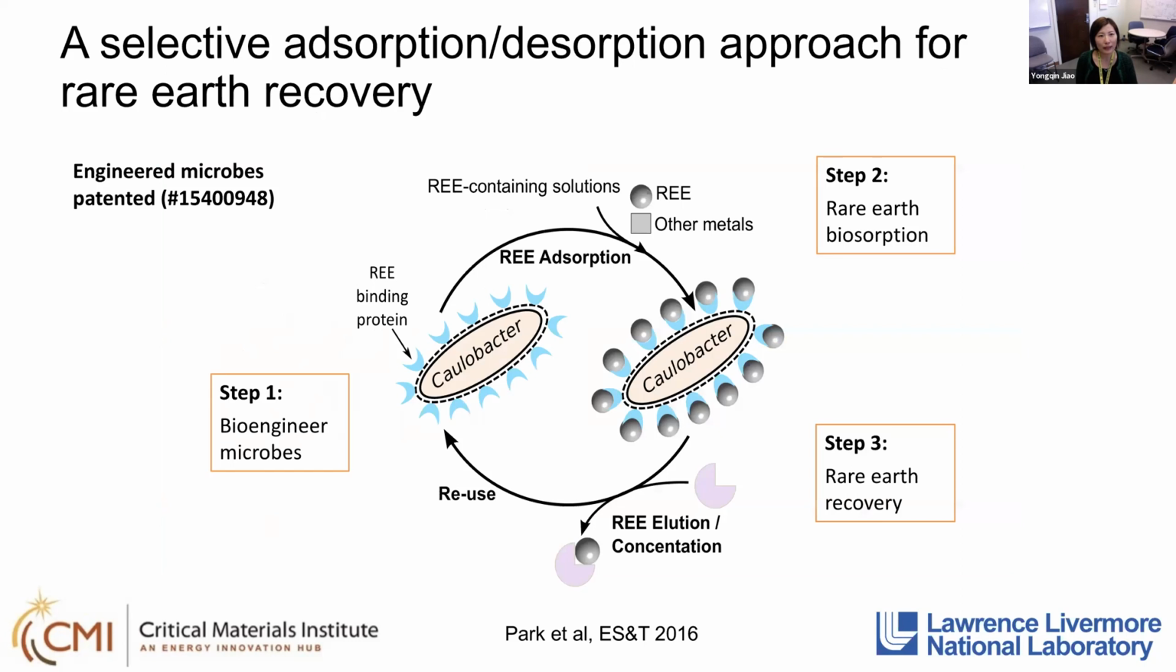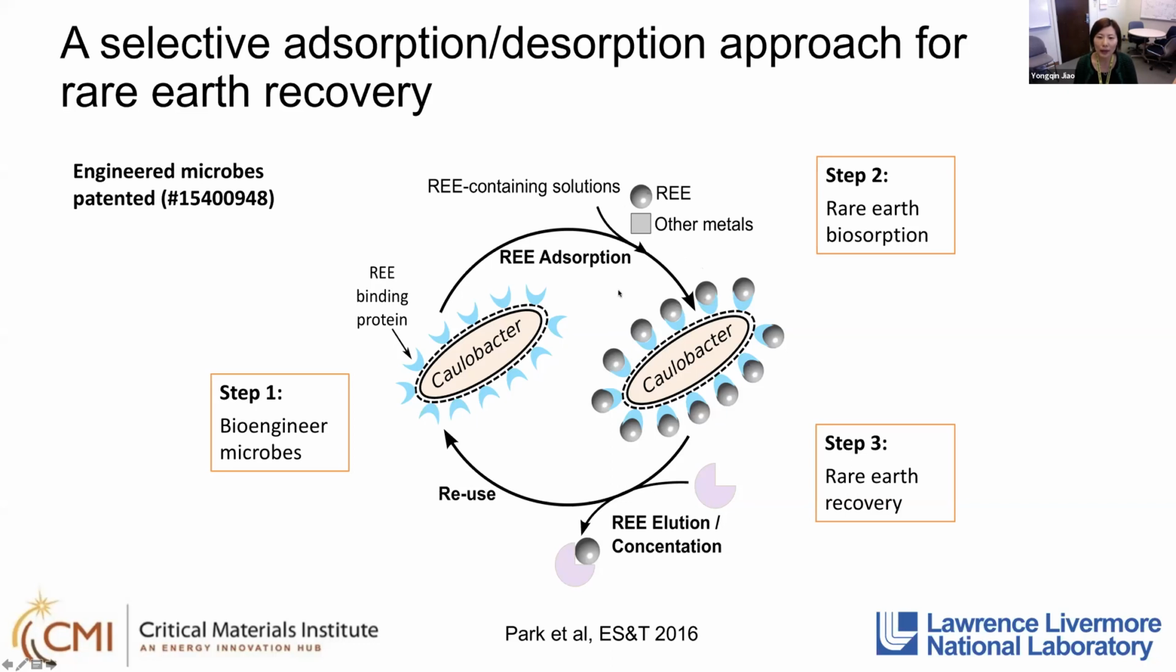Using the lanthanide binding tags, we have developed a selective absorption-desorption approach for rare earth recovery. Let me walk you through this process. Through a synthetic biology approach, we are able to engineer a microbe, a bacteria such as Caulobacter, to synthesize, transport, and display the rare earth binding ligands on the cell surface. When we expose the bioengineered cells to a solution mixture that contains rare earths and other non-rare earth metals, because of the high affinity and selectivity of the ligands on the cell surface, the rare earths and only the rare earths bind.